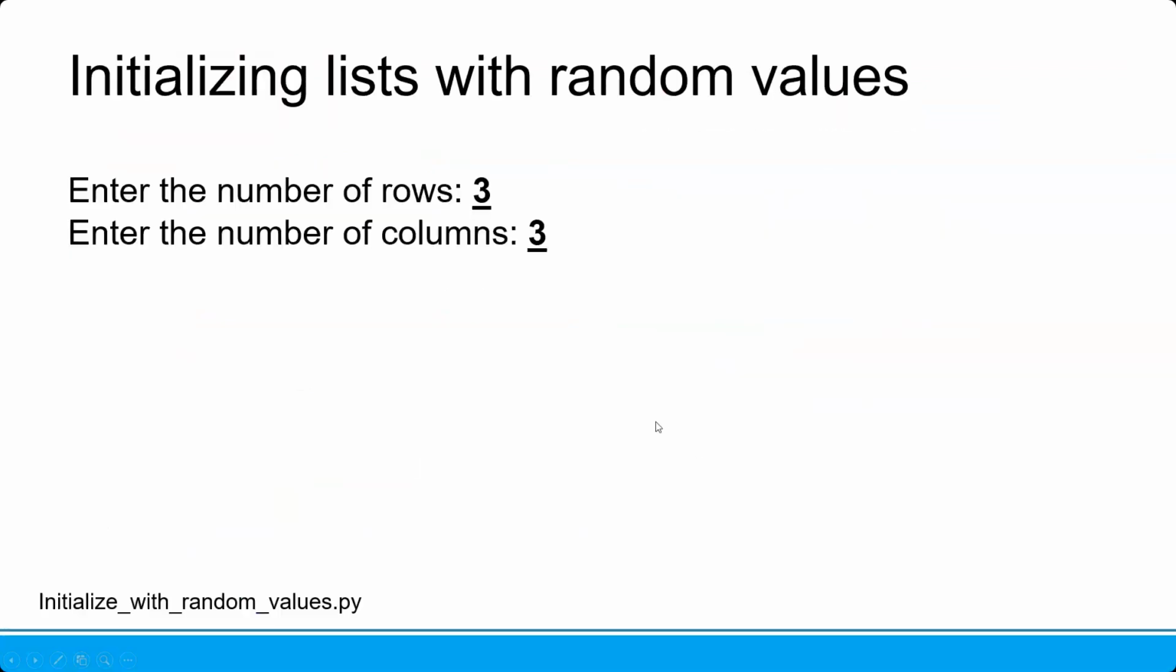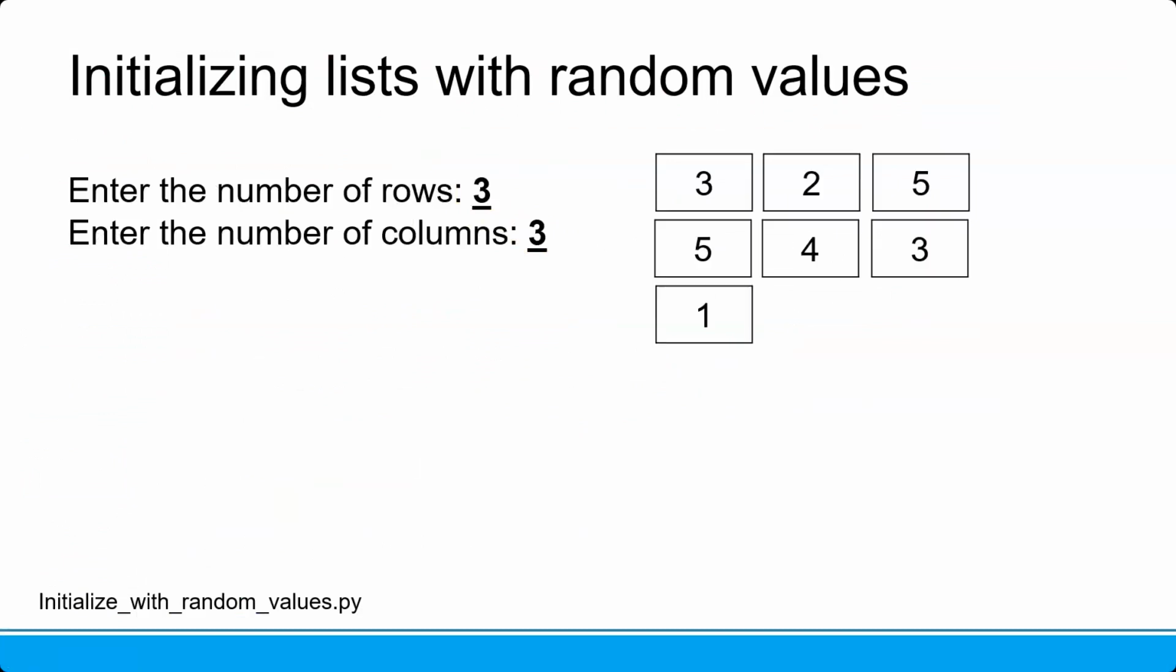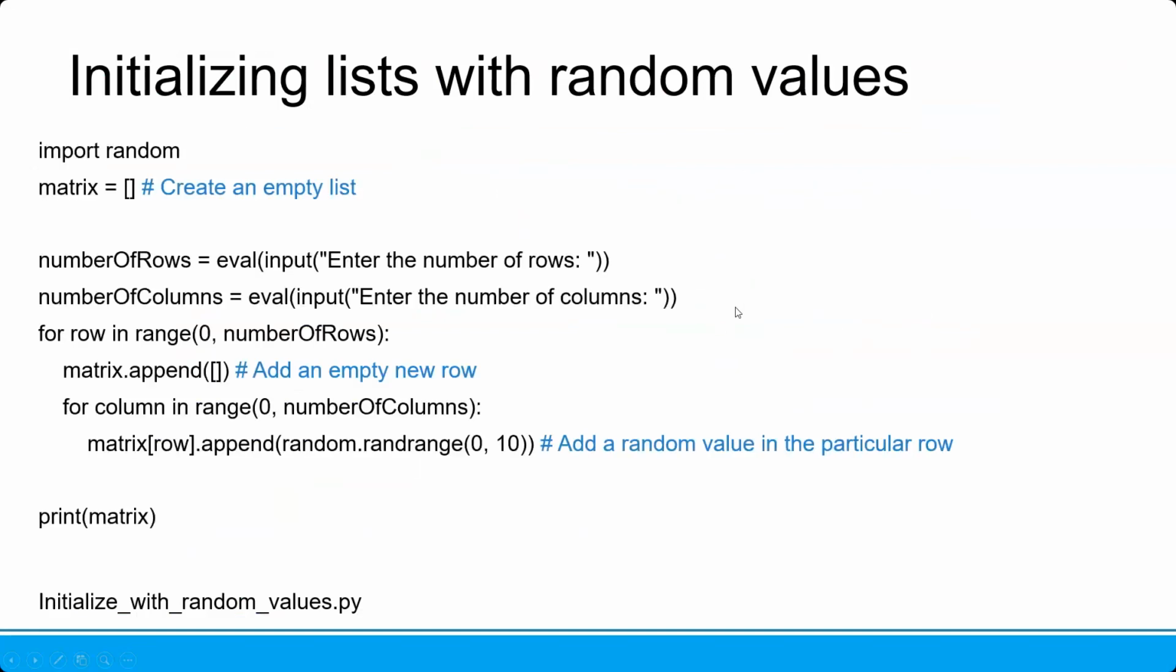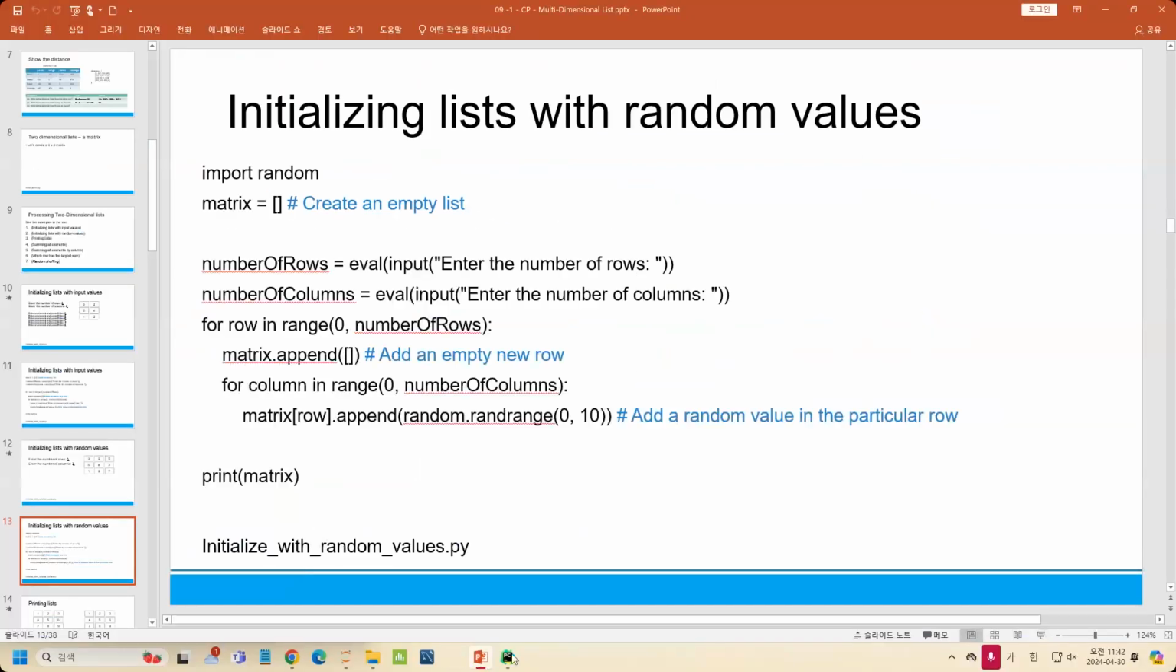Okay, so let's say I'm going to make a matrix with the number of rows is 3 and the number of columns is 3. Then every element will be generated randomly. So if now the values are 3, 2, 5, 5, 4, 3, 1, 2, 7, then if you generate again, the result will be different because it is a random number. So the idea is still the same. Let's take a look at the code.